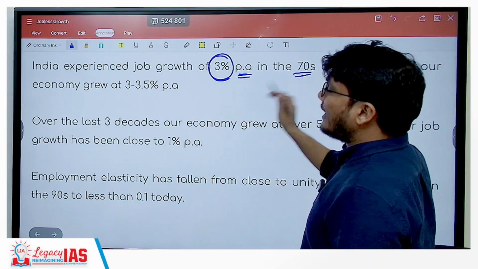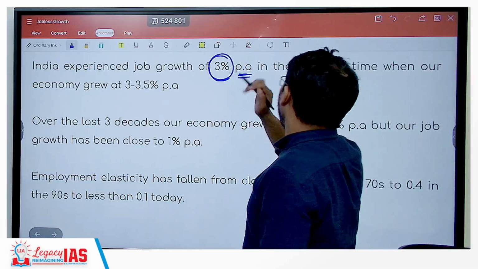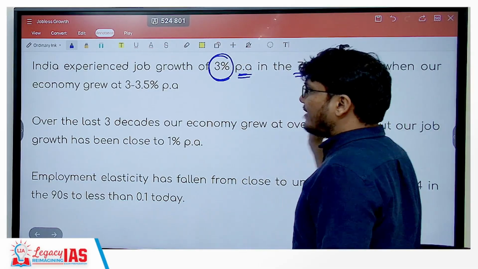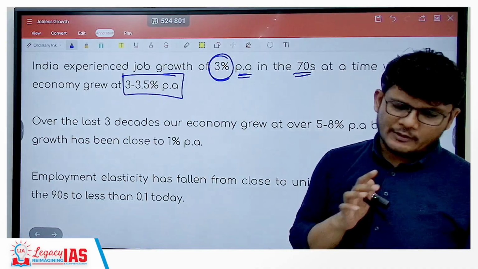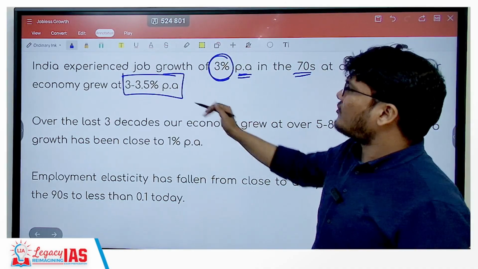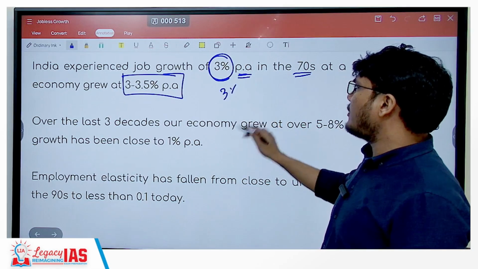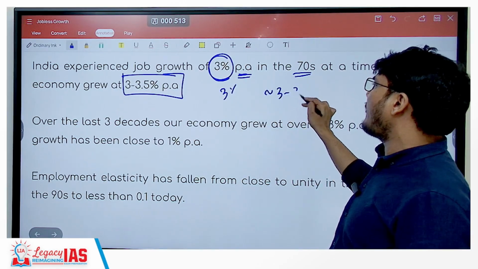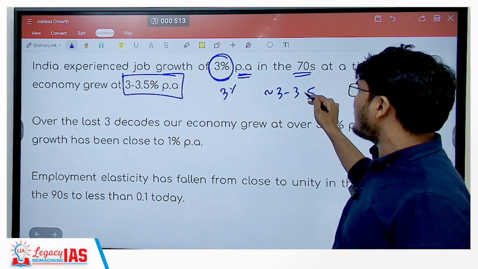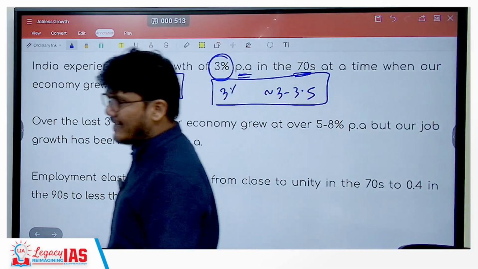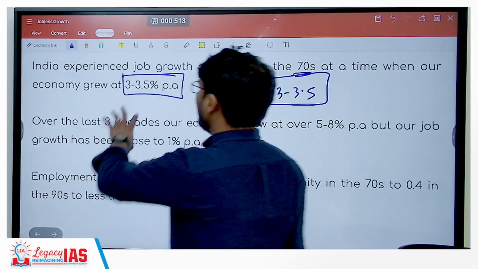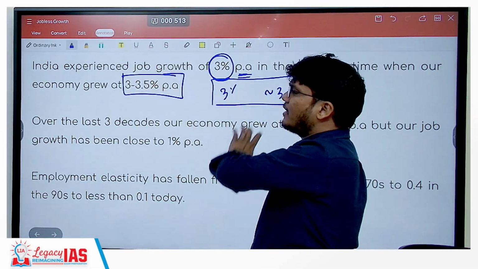In the 1970s, the job growth was 3%. At that time, the economy was growing at 3.3 to 3.5%. So it is roundabout similar: 3% growth rate in jobs and approximately 3 to 3.5% growth rate in the economy. So there is no jobless growth as such, right? Because the jobs are also growing at a similar pace.